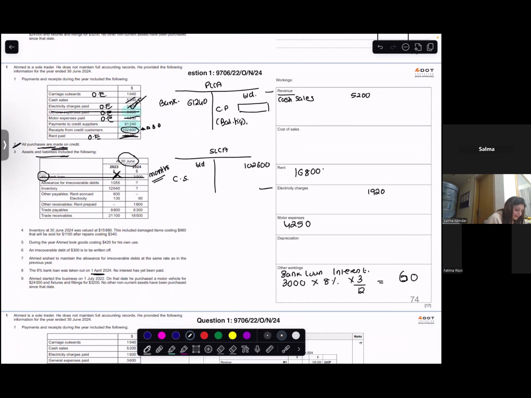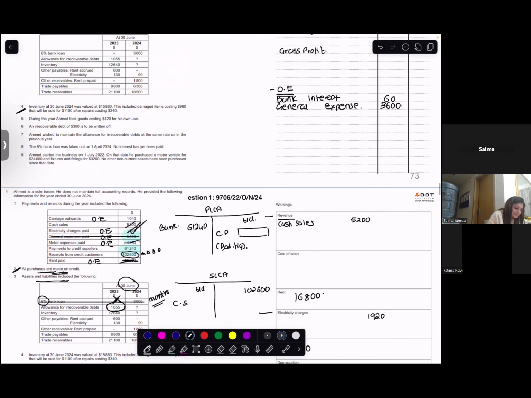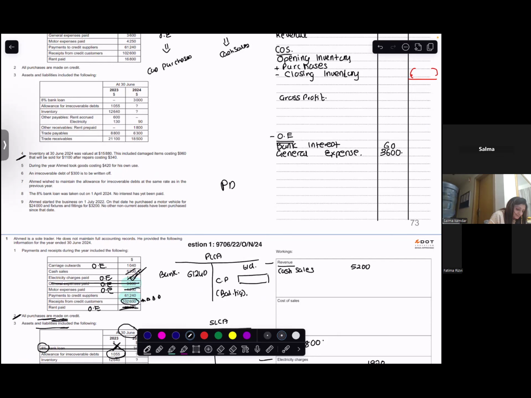Allowance for irrecoverable debts. Can you tell me what this is? Provision for doubtful debts. This is PDD. Old or new? Old. Whenever there is PDD, we always remember something. Old minus new. If the answer is positive, it's other income. If the answer is negative, it is other expenses. Do you recall this?